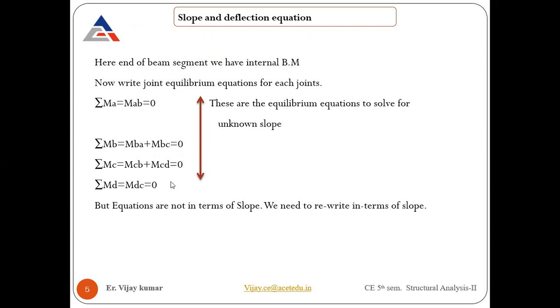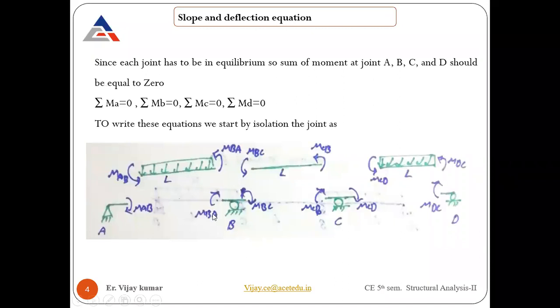So what you need to do here is just write for joint B. That will be MBA plus MBC. Which one is MBA? So this is MBA and MBC at joint B. Their sum should be equal to 0. That is the statement, or equilibrium equation, that we need to write.